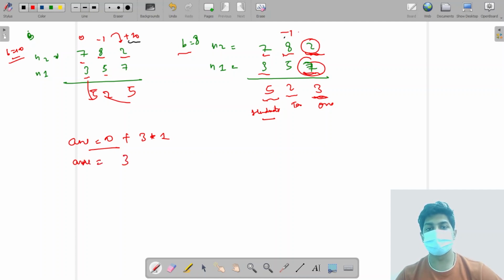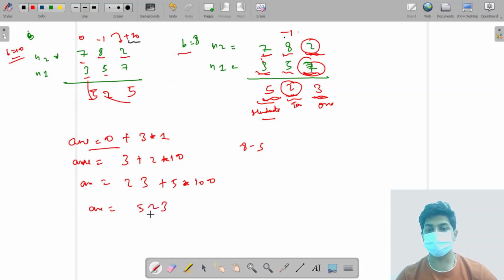Okay, now we move to these two digits, 8 minus 5. What are we getting over here? 2. 2 wants to be at the tens place, so we add 2 into 10, so our answer has updated to 23. Okay, now we subtracted 7 and 3, we got 4... we got 5. 5 wants to be at the hundreds place, so 23 plus 5 at the hundreds place, the answer will be 523. Okay, so in this way we'll be able to generate the answer.